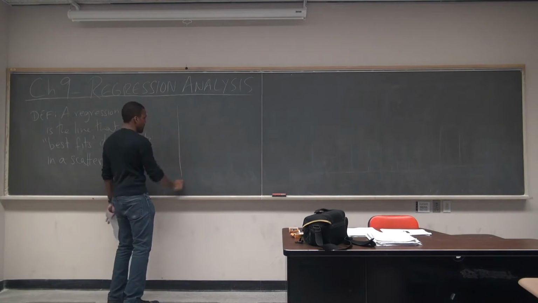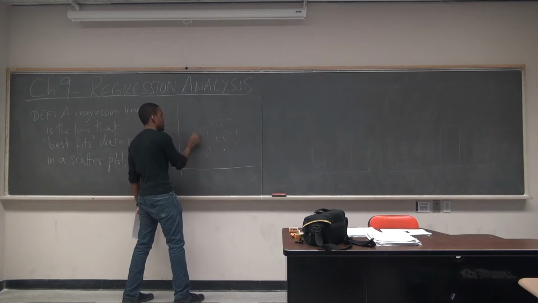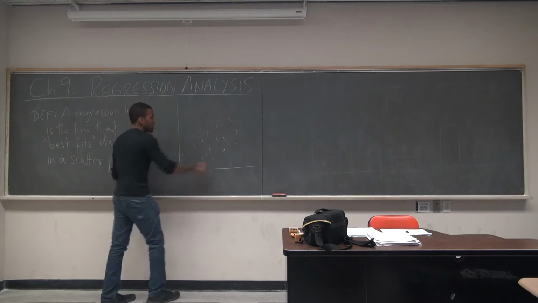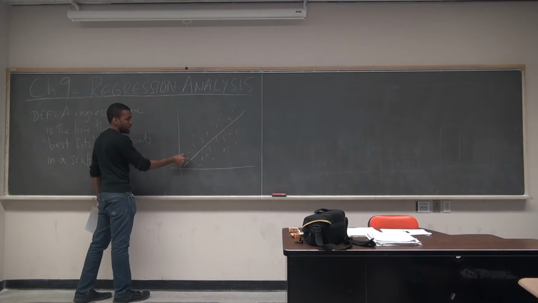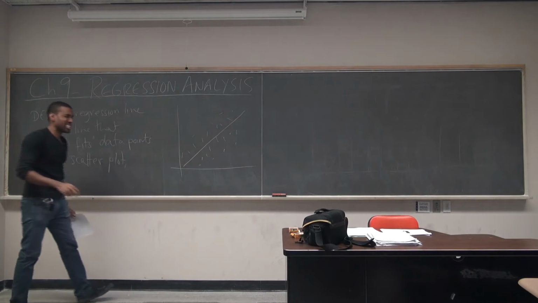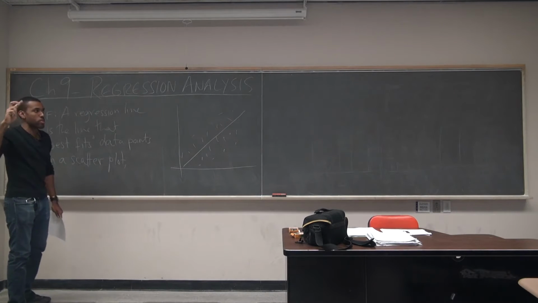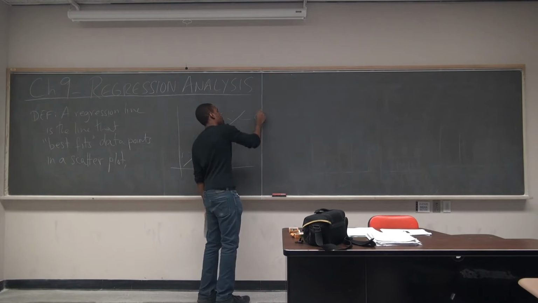If you have some sort of scatter plot here, dots all over the place, and you can draw a line where the distance from that line to all the points is as small as it could possibly be, so that the line is as close to every point as you can possibly get, that's what you call a regression line.